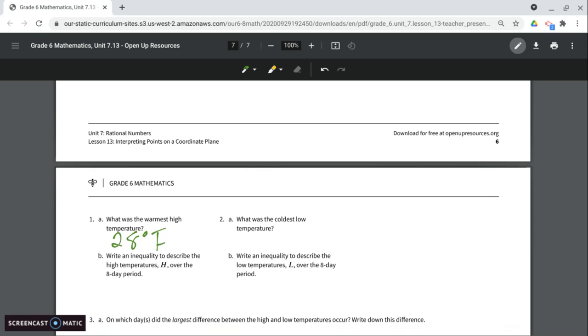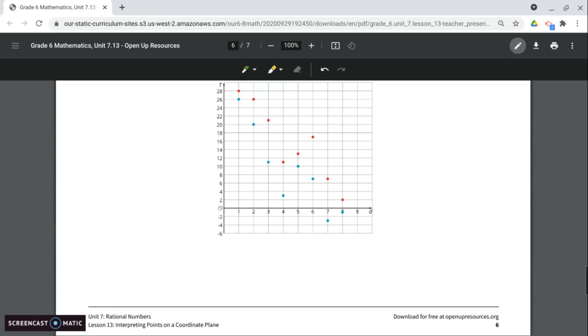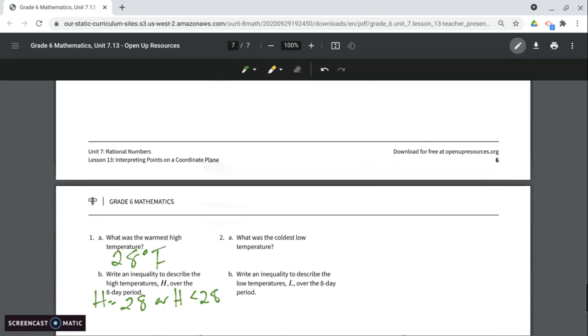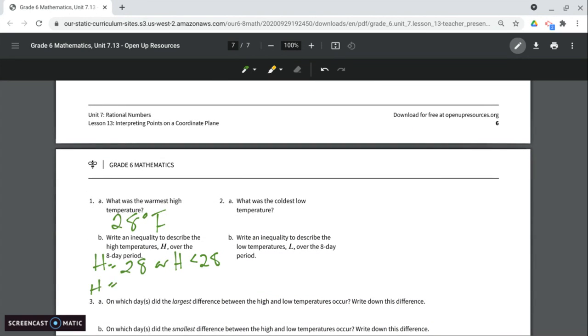So for B, write an inequality to describe the high temperatures H over the 8-day period. There's different ways. So H equals 28 or H is less than 28, because none of the temperatures were as high. Also, if we look in terms of how low it got, the lowest it ever was was 2 degrees. So H equals 2 or H is greater than 2 to show that range for where the values were.